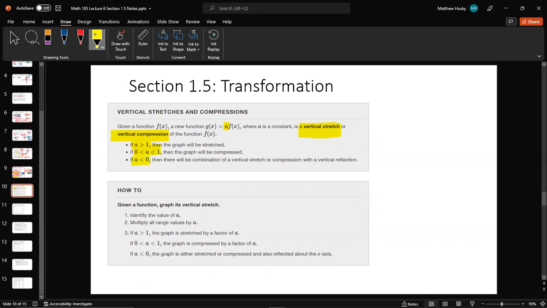If it's less than 0, that's actually going to be a negative number. So negative would reflect it. And then if it was a -2, for instance, it would reflect it and then stretch it vertically. So it's twice as tall. It would be going down instead of up. So what you would need to do is identify the value of A, multiply all the range values by A. And then again, if it's negative, you would have to reflect it about the x-axis. So if you have a negative value, it's being reflected along with being stretched.